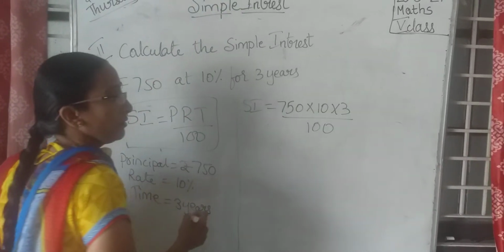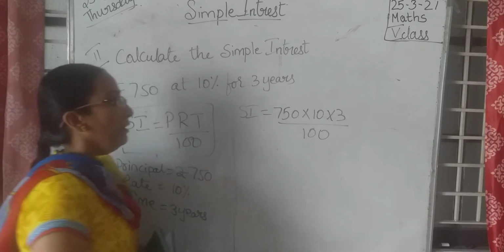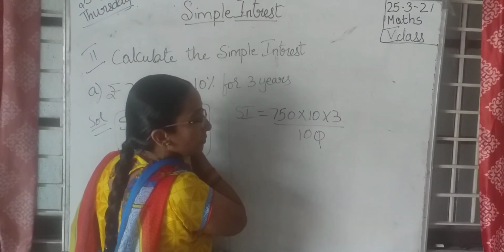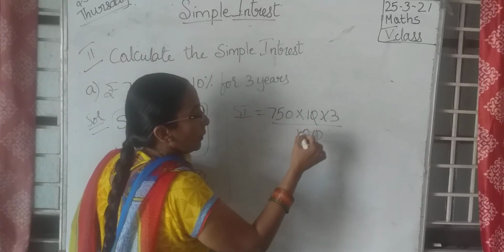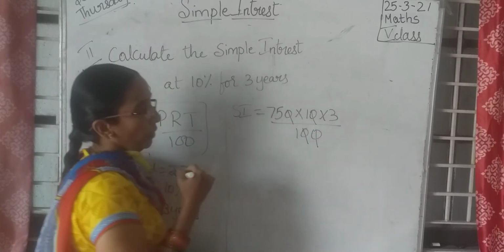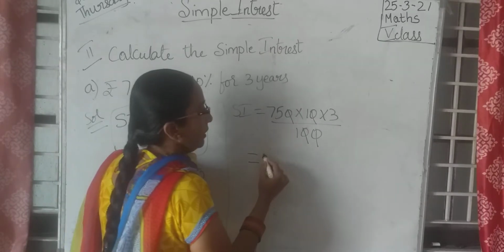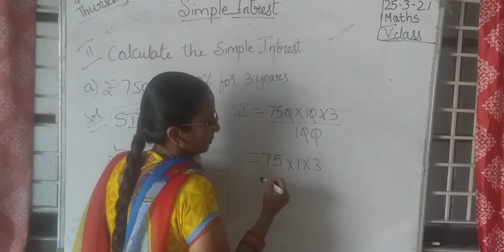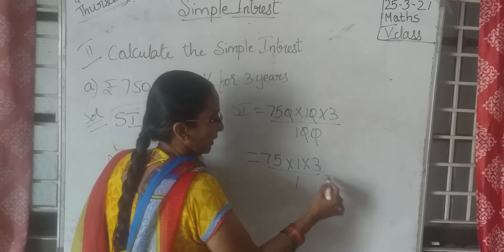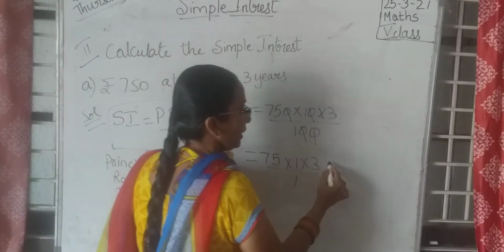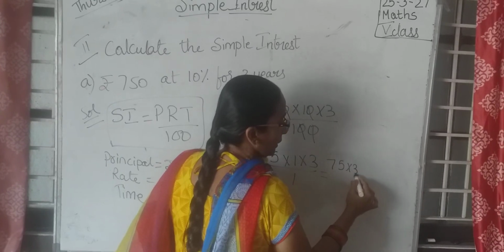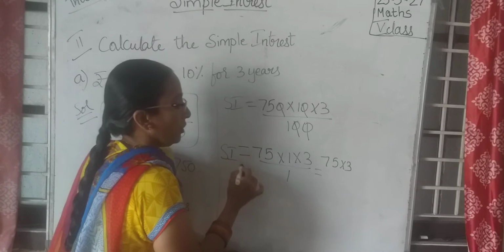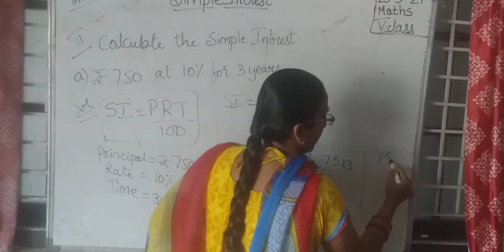Okay children. Look here carefully. 10 and 10 cancel. Over. Now what is remaining? 75 into 1 into 3. Divided by 1 is nothing. 75 ones are 75. 75 into 3. 1 we should not write if it is below. Yes, simple interest is equal to 75 into 3.